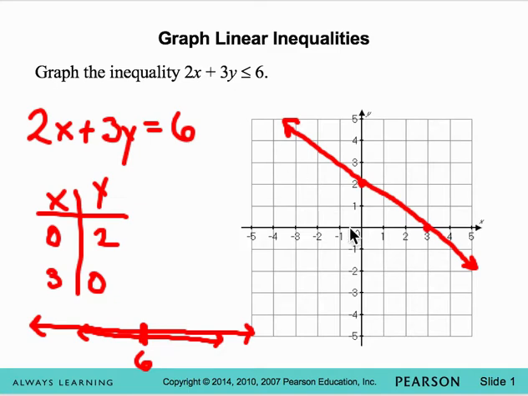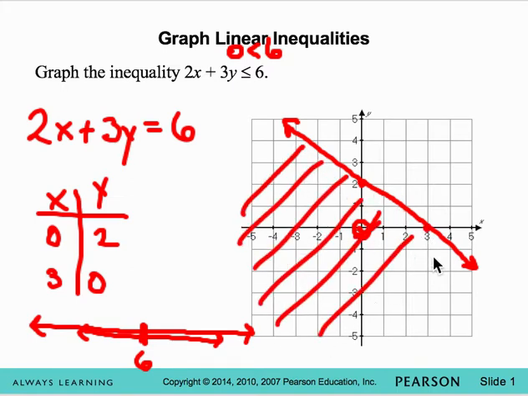Well, an easy thing to do would be to take this point 0, 0 and just plug in for your x and y. So that would mean 0 plus 0, and I'm going to ask myself the question, is 0 less than 6? If it is less than 6, then that means that's part of my answer. That means every point over here will be less than 6, just like every point on this side is less than 6. So I would shade that side.